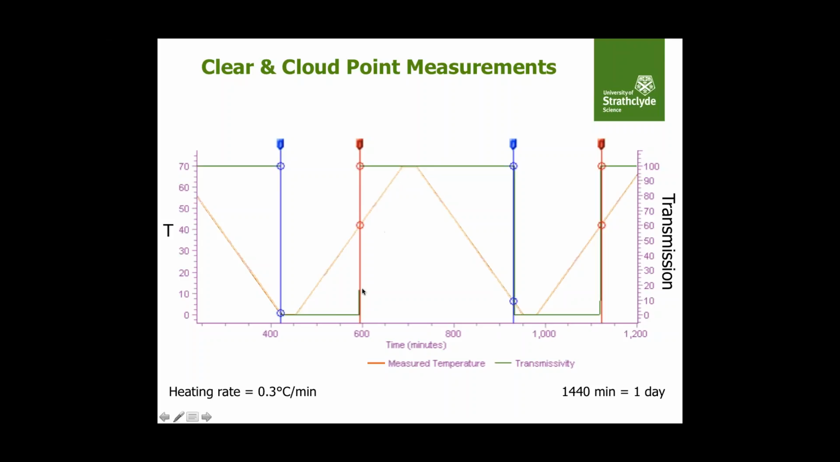The clear point is indicated by these red circles, at 100% transmission, and the corresponding clear point temperature is 42.2, and the second measurement was 42.3 degrees Celsius. So it can be quite reproducible. This took about 1 day, and if you do multiple samples in one go, you would have a full solubility line in 1 day.